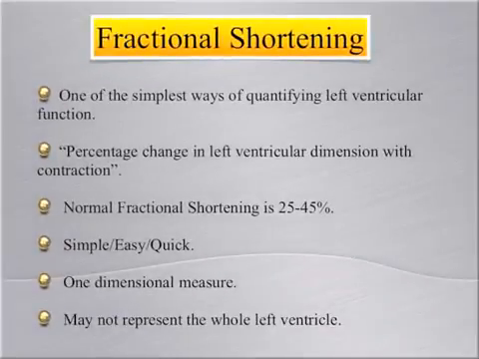Fractional shortening is one of the quickest ways of quantifying left ventricular function. It is defined as percentage of change in left ventricular dimension with contraction. Normal fractional shortening is 25 to 45%. It is simple and easy to obtain rapidly. It is limited, however, in that it is a one-dimensional measure and may not represent the whole left ventricle.